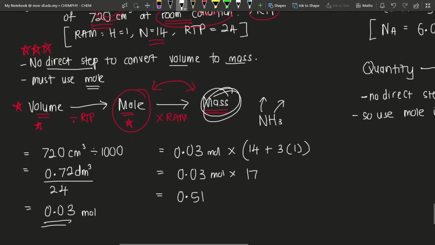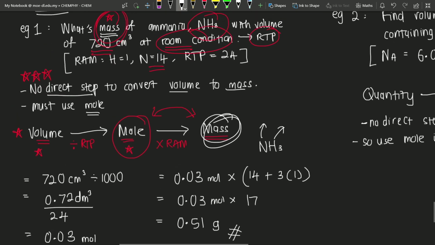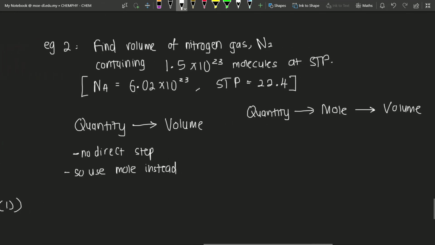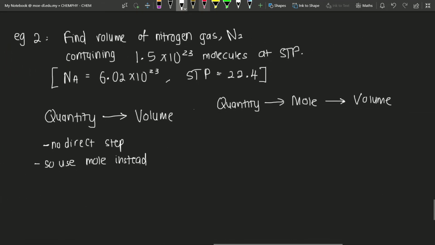The unit must be in gram, not kilogram. So that is for the first question, which involves a double conversion. Look at the second question. Find the volume of nitrogen gas containing 1.5 × 10^23 molecules at STP.